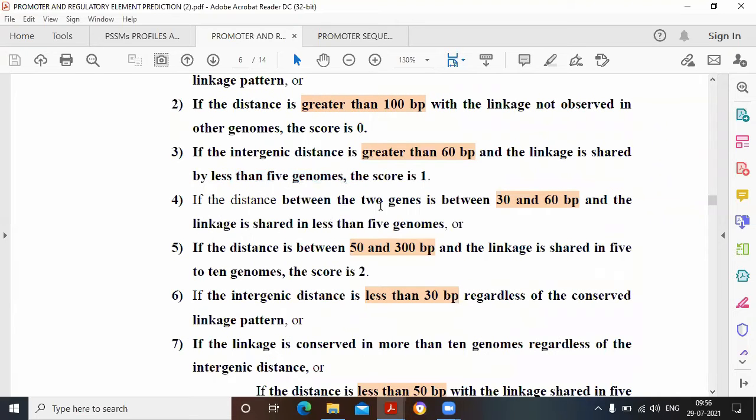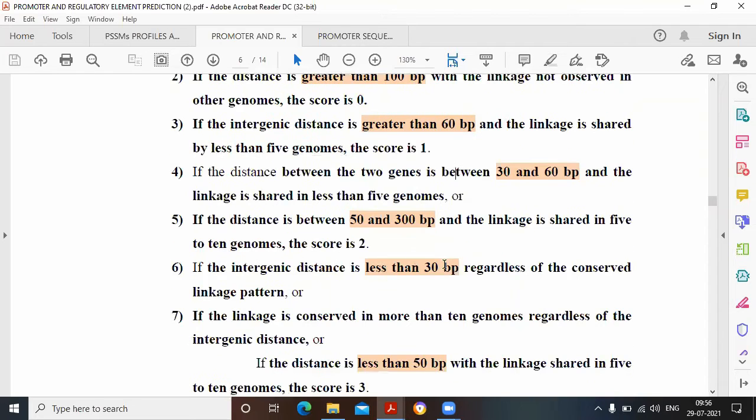Like that, if the distance between the two genes is between 60 base pair and the linkage is shared in less than 5 genomes, or if the distance is between 50 to 300 base pair and the linkage is shared between 5 to 10 genomes, in both cases the score should be 2. Like that, the base pair sequence sometimes varies, or the linkage pattern, the distance between the linked genes, sometimes could vary.